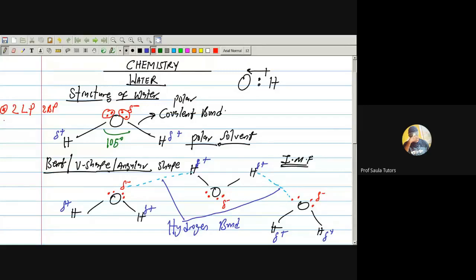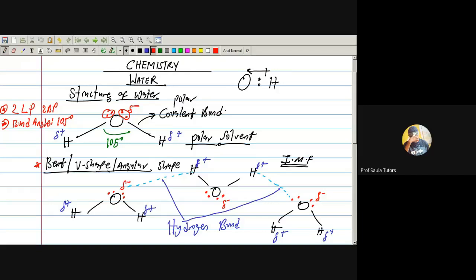Water has two lone pairs and two bond pairs. Good. What's another point that we've learned from here? The bond angle. The bond angle in water molecule is what, guys? 105 degrees. And the shape of water molecule is here. Bent, V shape, or angular shape.